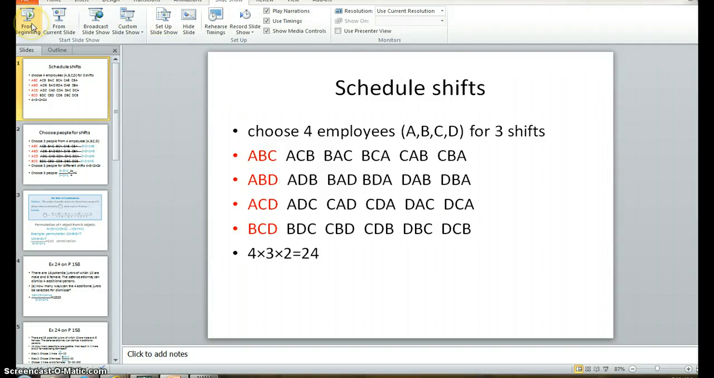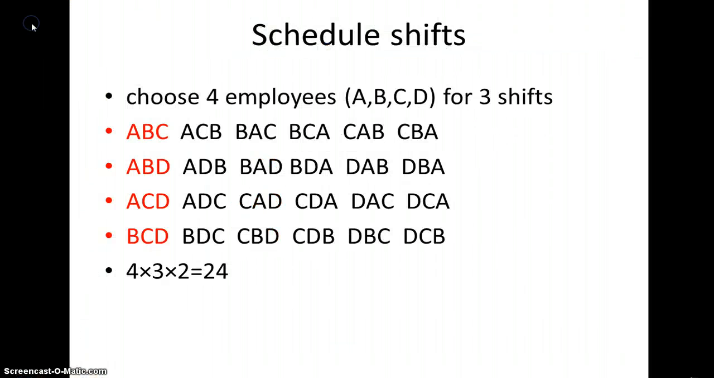In this video, we are going to talk about counting problems. The first type of question we're going to look at is scheduling shifts. Suppose we have 4 employees. We call them A, B, C, D, and we need to schedule them. We need to pick 3 different people to do 3 different shifts, say like morning, afternoon, and evening.